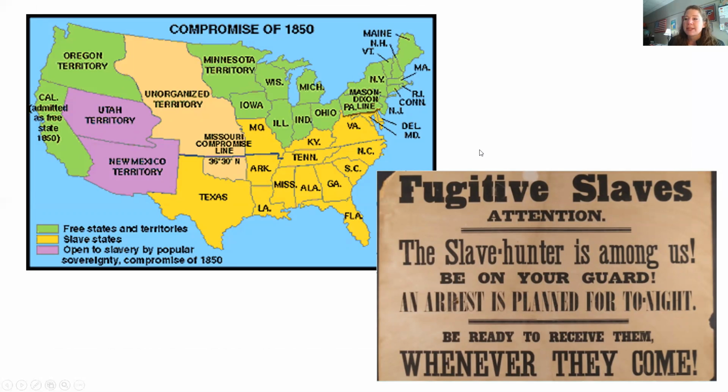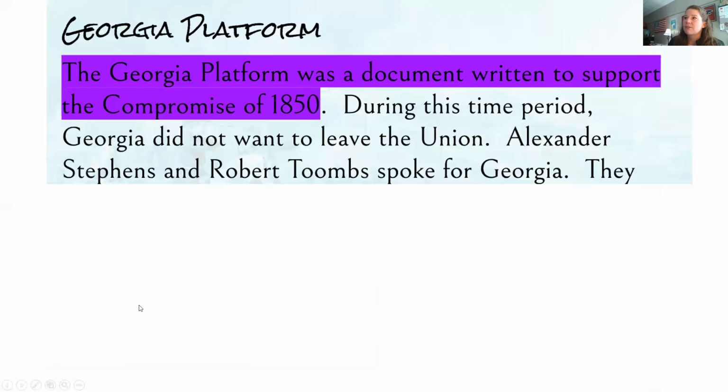We have some propaganda that was posted. It says, "Fugitive slaves, attention. The slave hunter is among us. Be on your guard. An arrest is planned for tonight." So they would try to warn each other. "Be ready to receive them whenever they come." So everyone was very aware of what was going on in the North and the South about slavery.